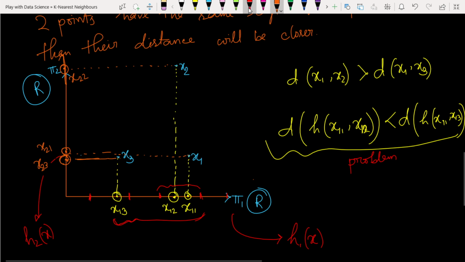If we divide this pi 2 plane into some regions, x1 and x3 will lie in the same region, but x2 lies in a different region. At the end of the day we have taken the union of the hash values. Because of this, by randomly repeating this, we can easily solve this issue.